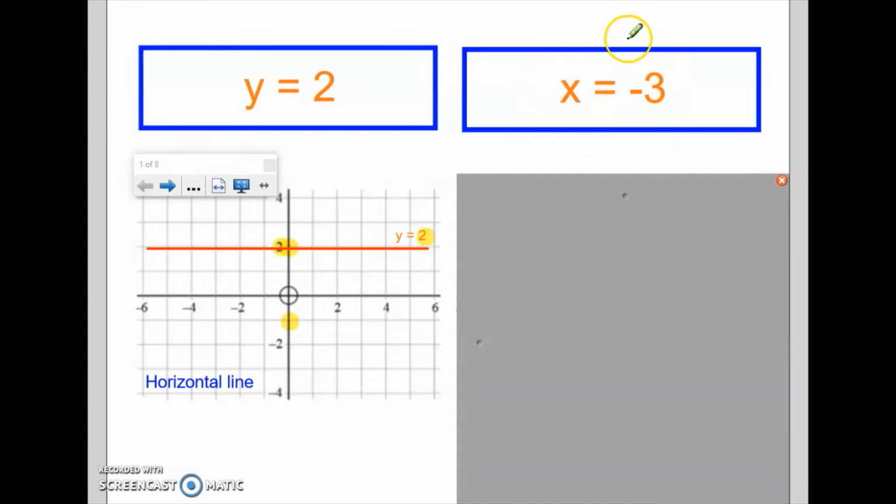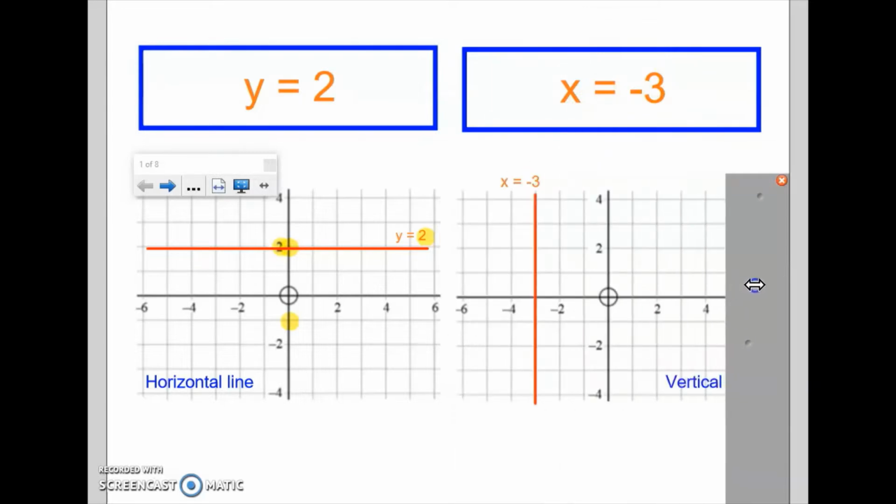Okay, if we look at this, x equals -3. So if I wanted to graph x equals -3, it would look like this. So this time we're dealing with a vertical line. The vertical line x equals -3. This time it cuts the x-axis at -3.